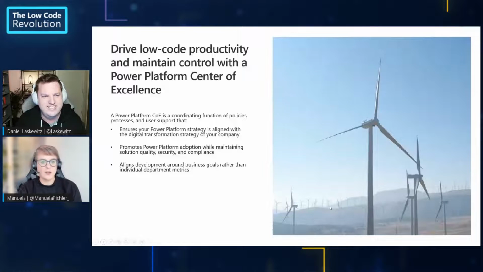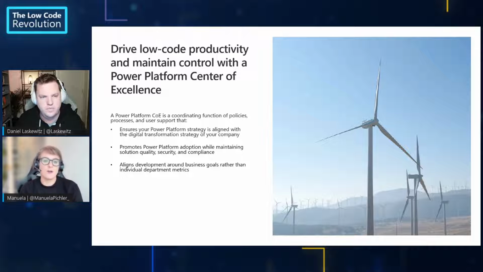Yeah, and it's of course a part of a bigger picture. So I think you have some slides to show that. Yeah, that's right. Typically, when customers start adopting the Power Platform, we see that they form a center of excellence to drive productivity and maintain control. We see that as a coordinating function that spans multiple teams and multiple functions and ensures that the Power Platform strategy is deeply embedded into the digital transformation strategy of the company, and that Power Platform adoption is promoted whilst at the same time looking after security and governance.